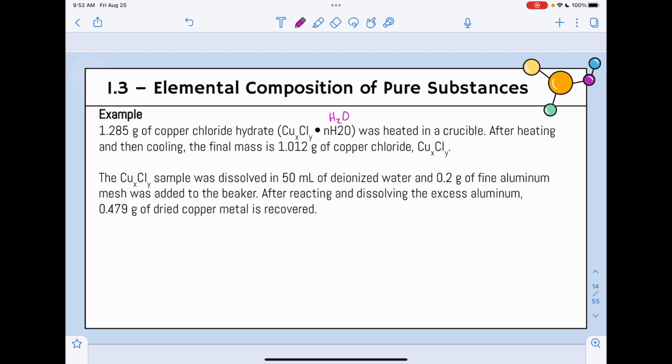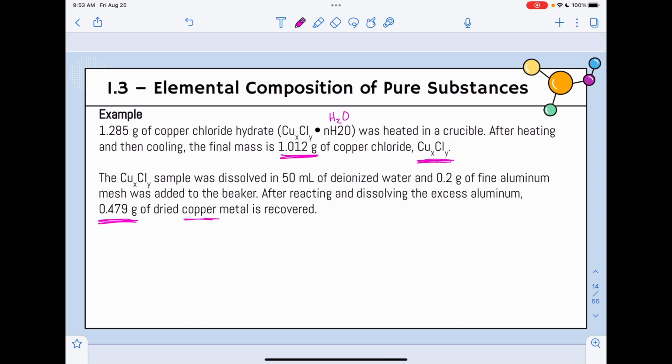The copper chloride sample was dissolved in 50 milliliters of deionized water, and 0.2 grams of fine aluminum mesh was added to the beaker, okay? After reacting and dissolving the excess aluminum, 0.479 grams of dried copper metal is recovered. Okay, so let's look at the information that we have. We know that we are starting with 1.012 grams of copper chloride, some amount of copper, some amount of chloride. We know that at the end, 0.479 grams of that is copper.